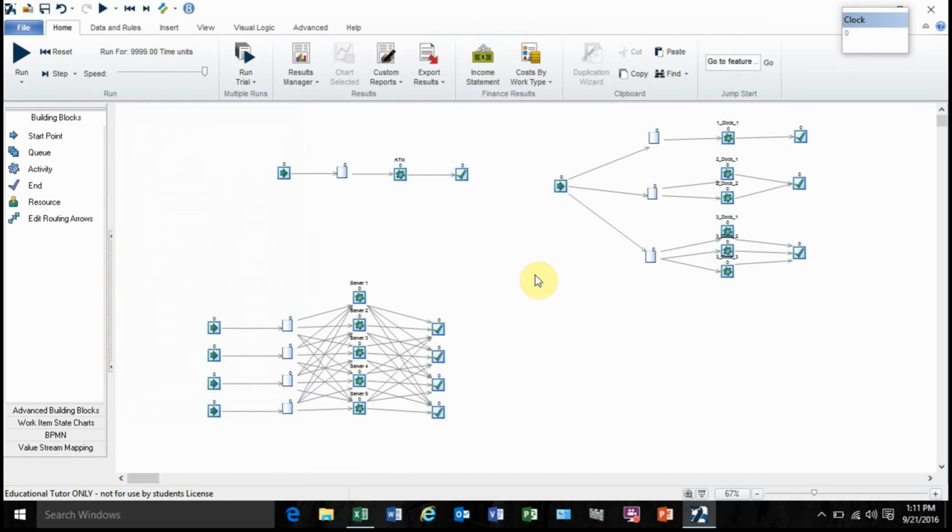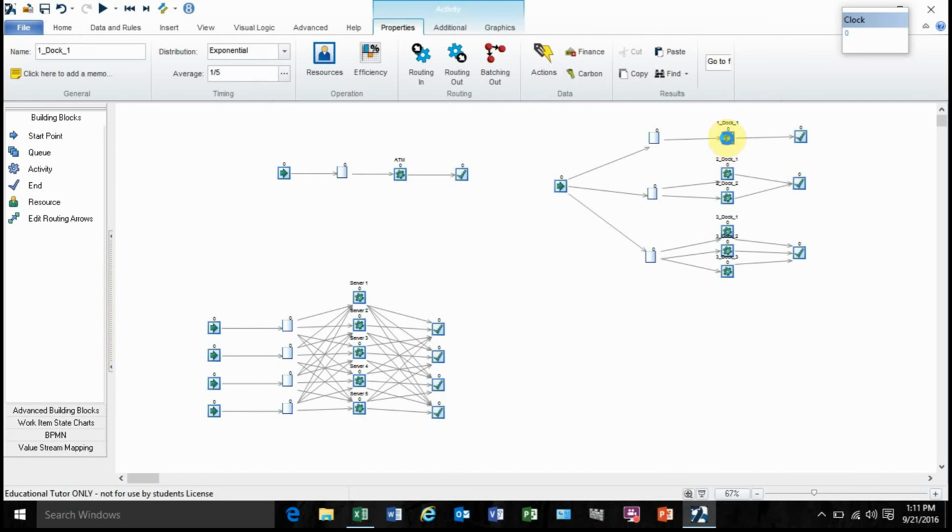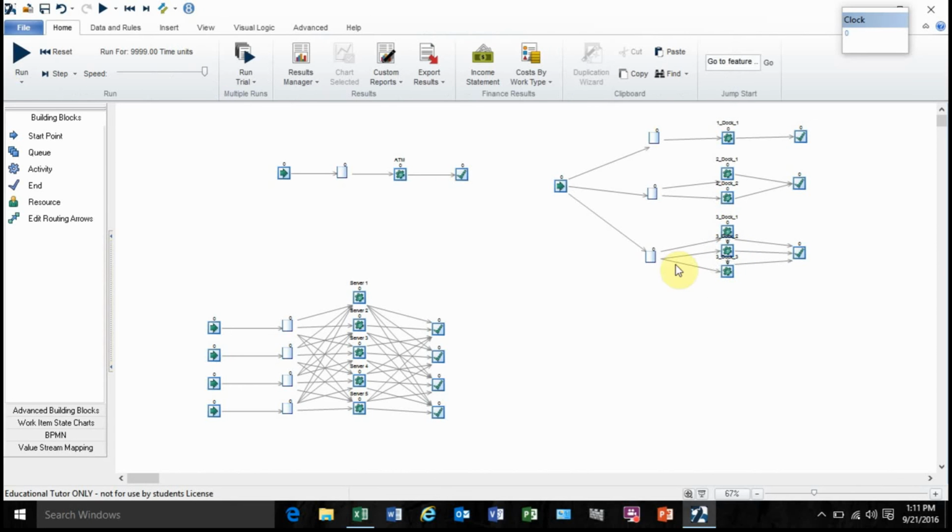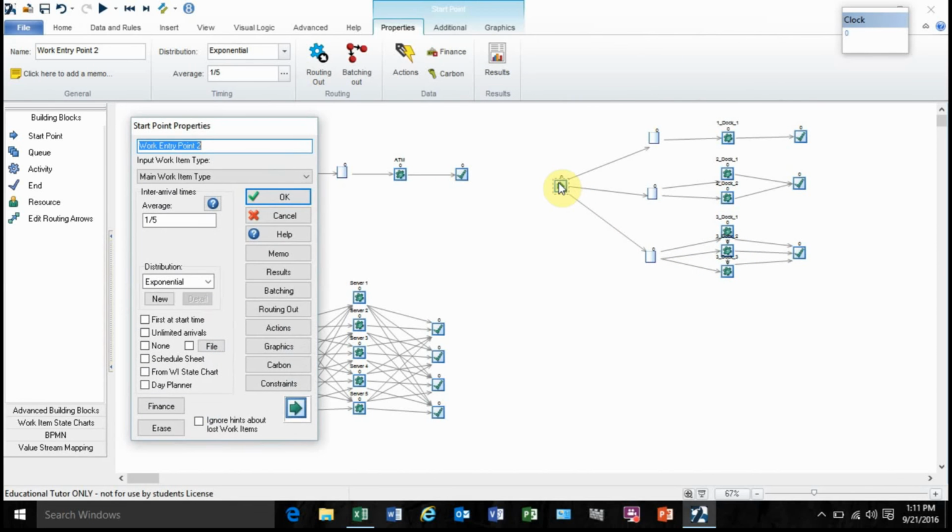The dock problem, I went ahead and evaluated 1 dock, 2 docks, 3 docks, all within the same model. So how did I do that? Well, when I run my time between arrivals, again, it's every 1/5 of a day, or the rate was 5 a day of trucks arriving, so the time between is 1/5 of a day on average.